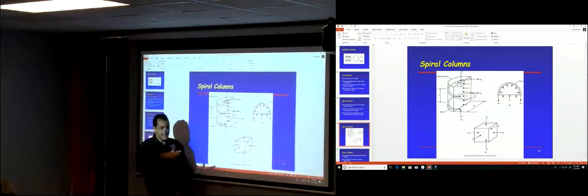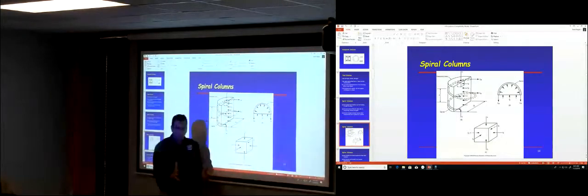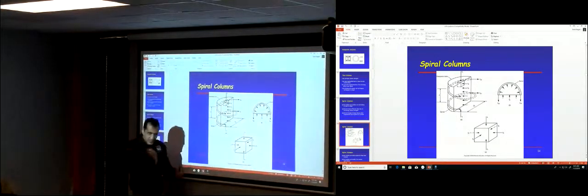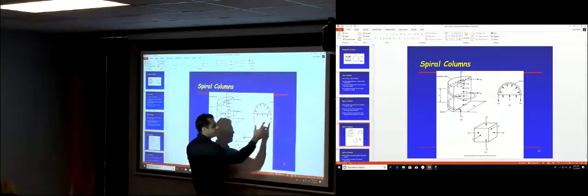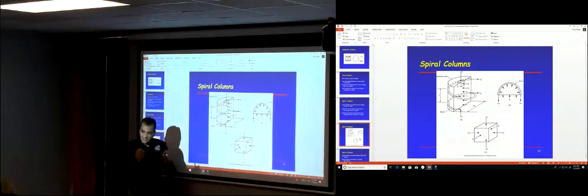So F1 is the axial stress on the column. F2 is the confinement stress on the core of the concrete due to the spiral stirrup. And FSB, F spiral, is the stress in the spiral itself. You understand those three different values? Okay?